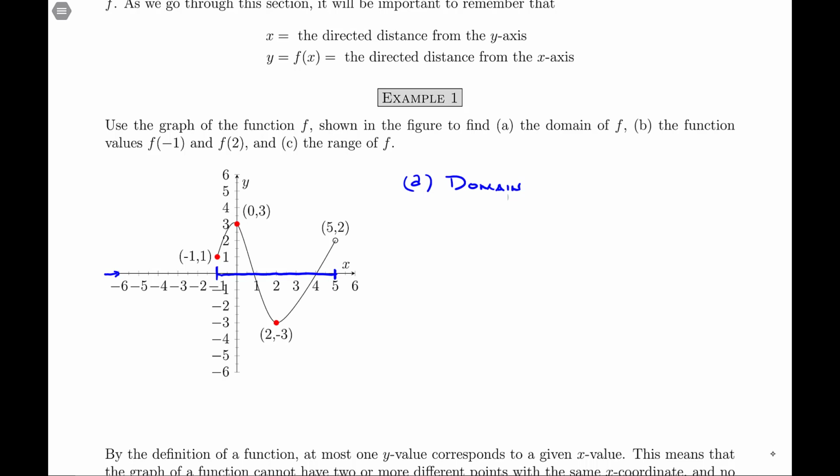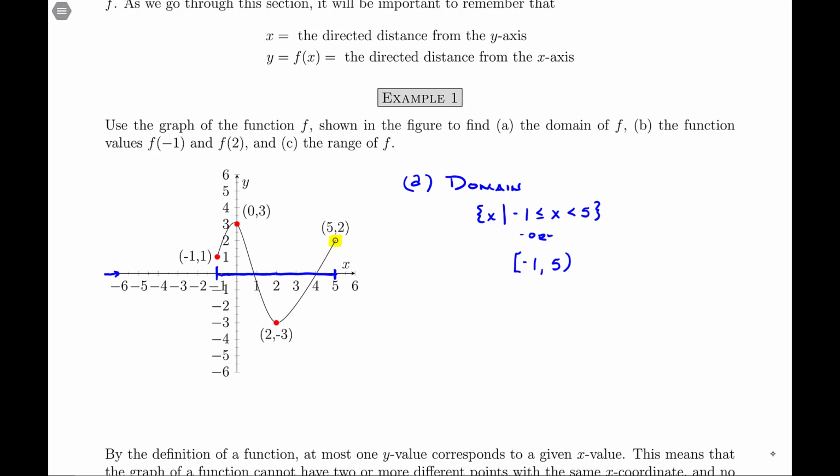So the domain is going to be all the x values from -1 to 5. If you were to write that in interval notation, you could write -1 to 5. Now, why are we putting the parentheses around the 5, and why did I put strictly less than next to the 5? It is because of this open circle here at the point (5, 2).